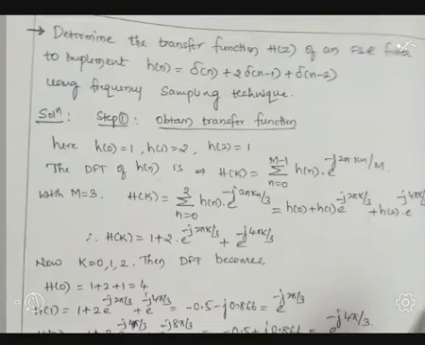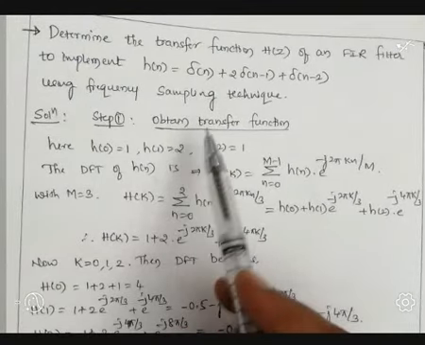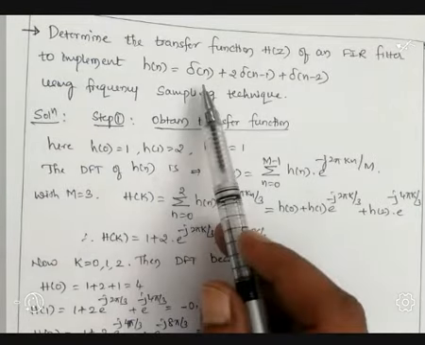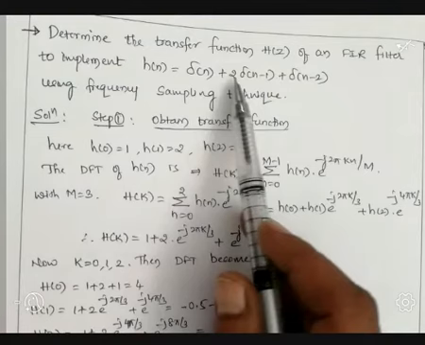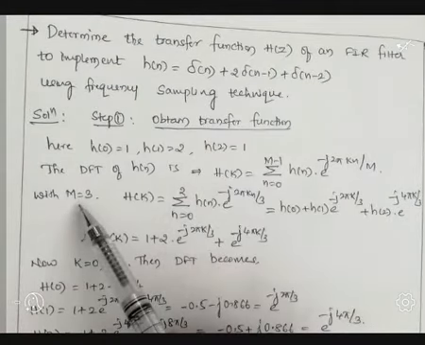First step, number 1, obtain the transfer function. Observe the coefficients of these three terms. There are three terms in h of n, hence the length of the filter, indicated by M, is 3. M equal to 3.